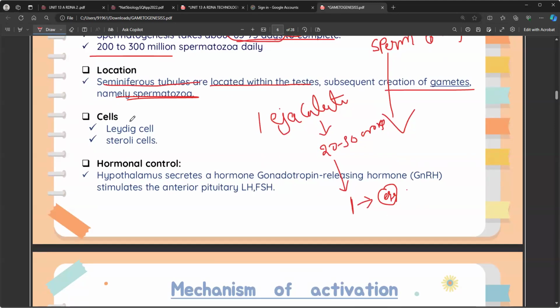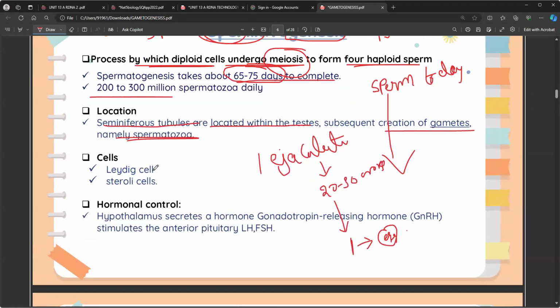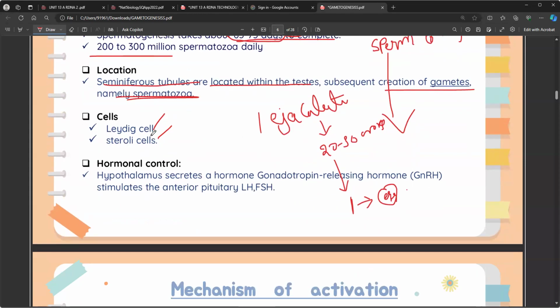The cells majorly required for spermatogenesis are Leydig cells and Sertoli cells. Some cells provide nourishment, and some cells are involved in protection also. We'll discuss one by one.